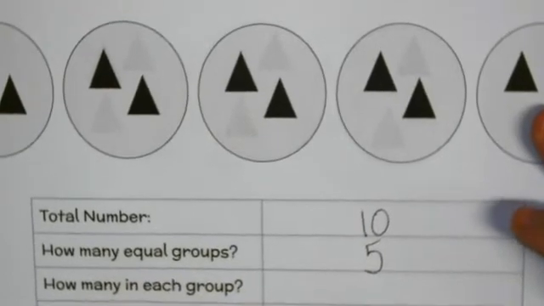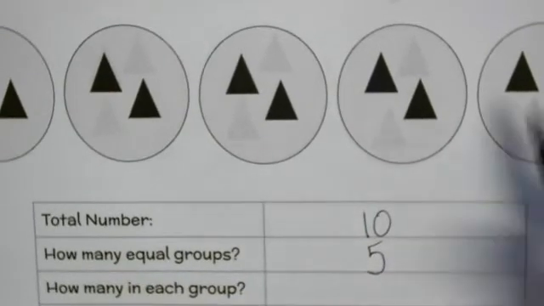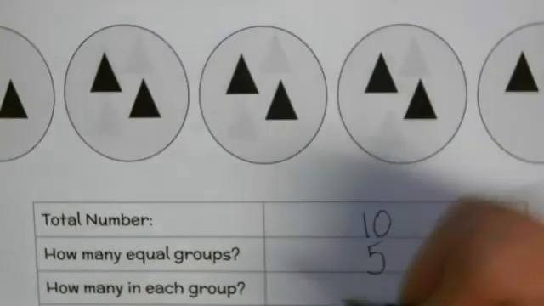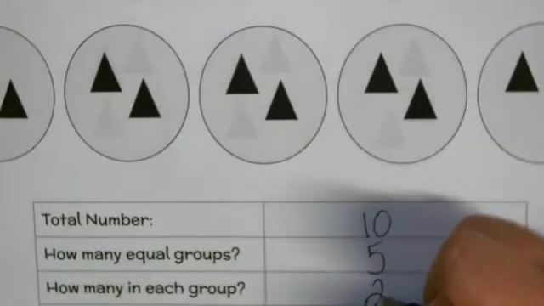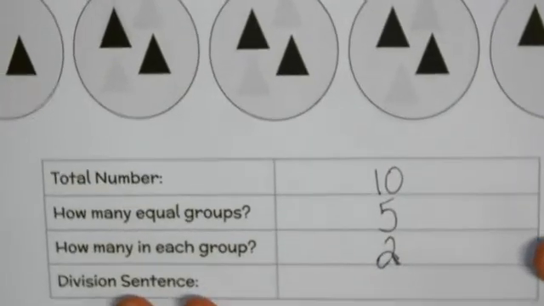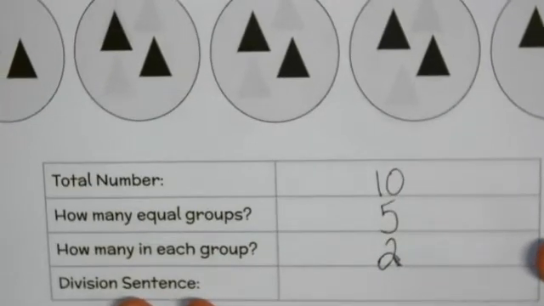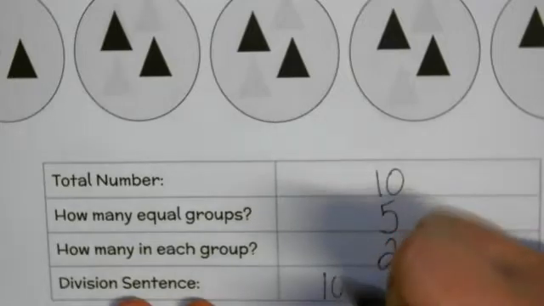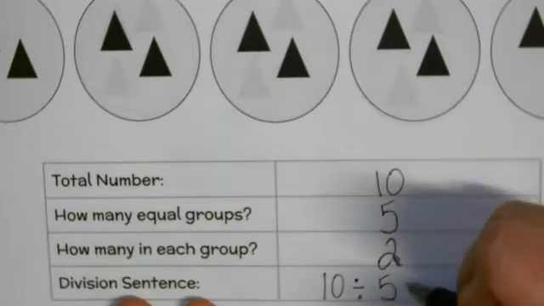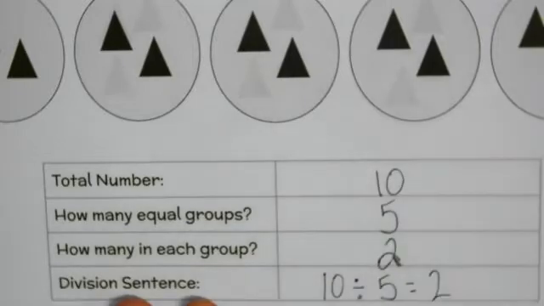How many are in each group? 2, 2, 2, 2, 2, right? They have to be equal to multiply or divide. So that would be a 2. And finally, what is our division sentence? Well, if we have 10 triangles and we divide them into 5 equal groups, we get 2 in each group. 10 divided by 5 equals 2.